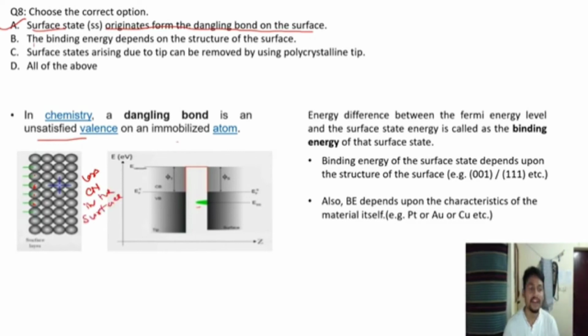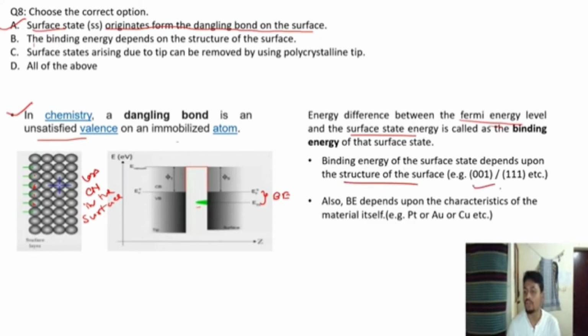And that is nothing but the dangling bond, right? The binding energy depends on the structure of the surface. The binding energy means the binding energy of the surface state. I already told that binding energy will depend on the energy difference between the Fermi energy level and the surface state energy. So this is the Fermi energy level, and this is the binding energy of the surface state. Now it will depend upon the structure of the surface.